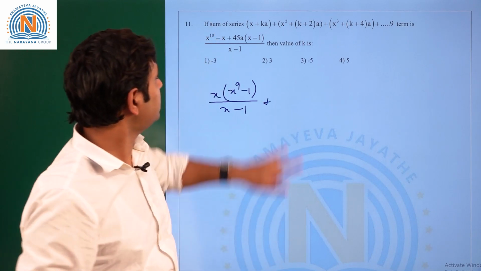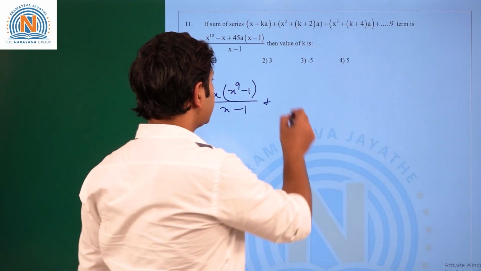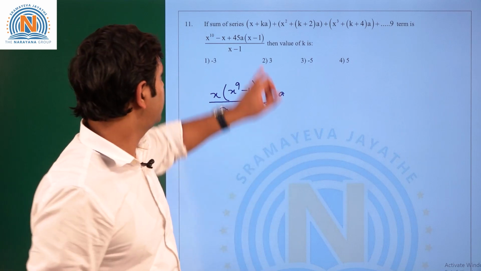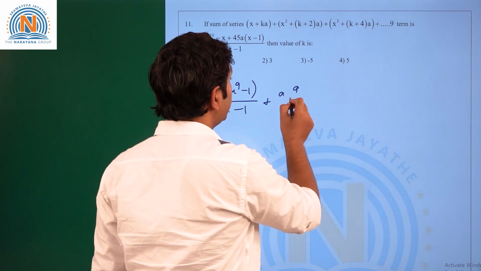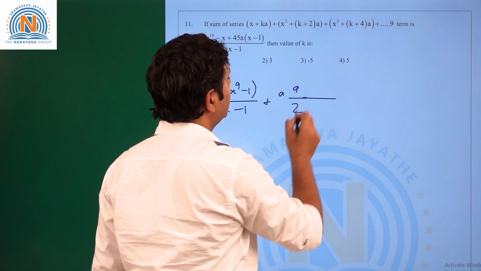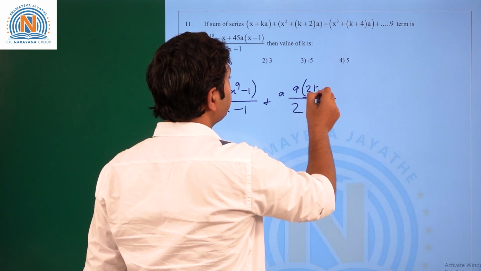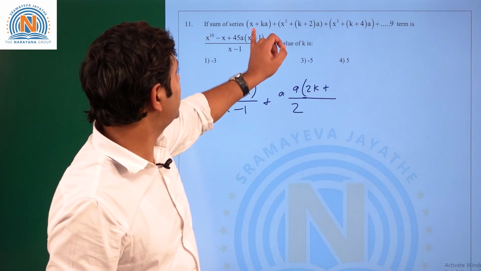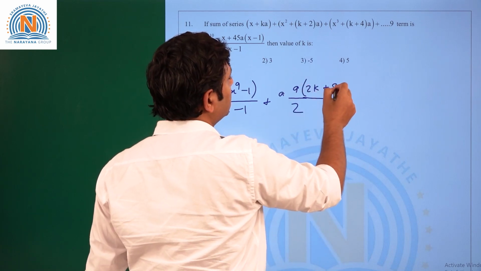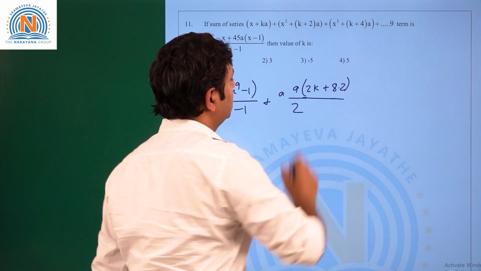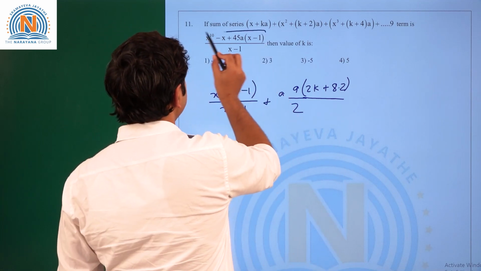Plus ka, k plus 2a, k plus 4a, we can take a common. It's sum of 9 terms of AP only. It will be 9 by 2, 2k plus n minus 1 d. N minus 1 is 8 and d is 2. And this expression is given as this expression.